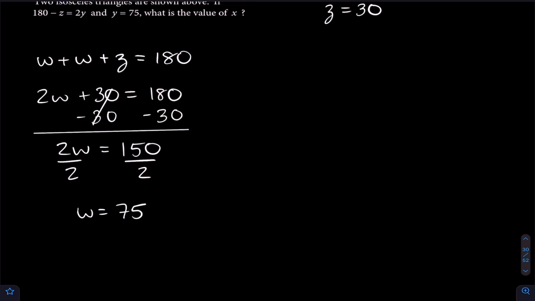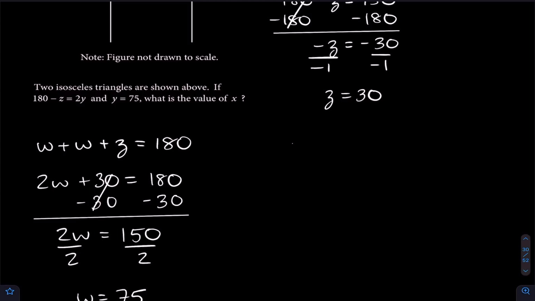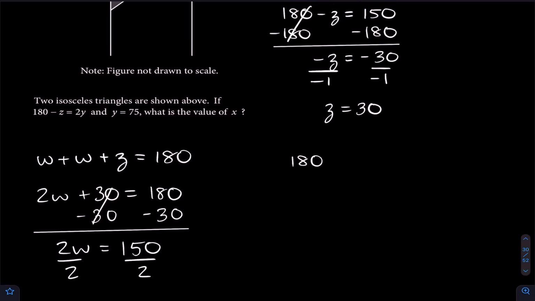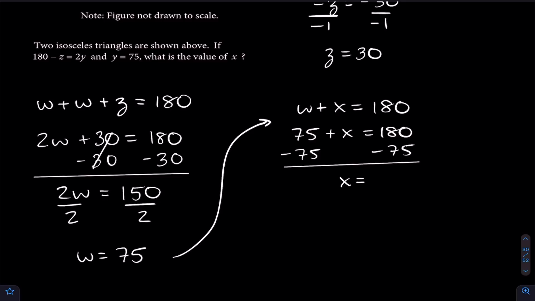And now that we have the value of w, which is this guy right here, we can find x. They are supplementary angles, so that means they add to be 180, so I'll write that w plus x is equal to 180. And we know that w is 75, and we can subtract the 75 on both sides. 180 minus 75 is 105, and that gives you the value of x. This is yellow? Yeah.